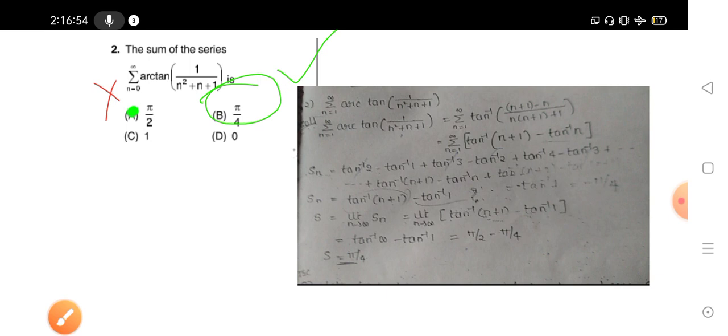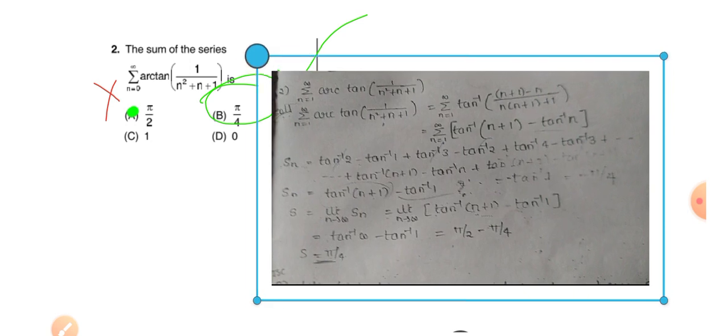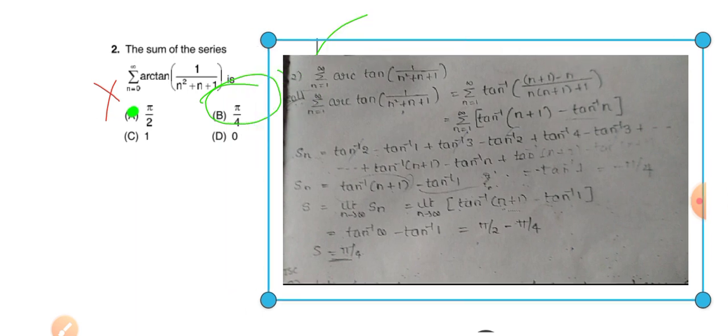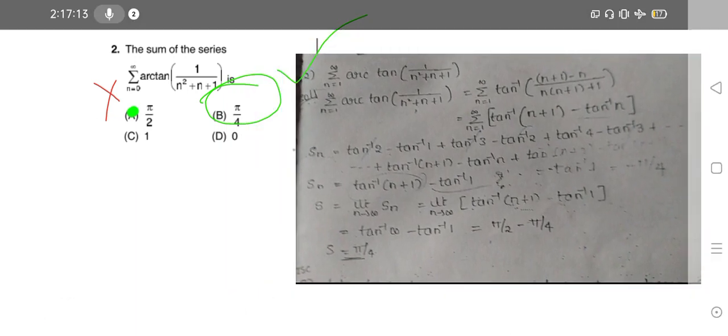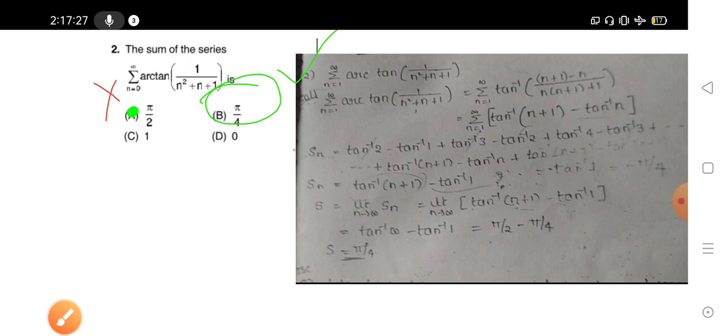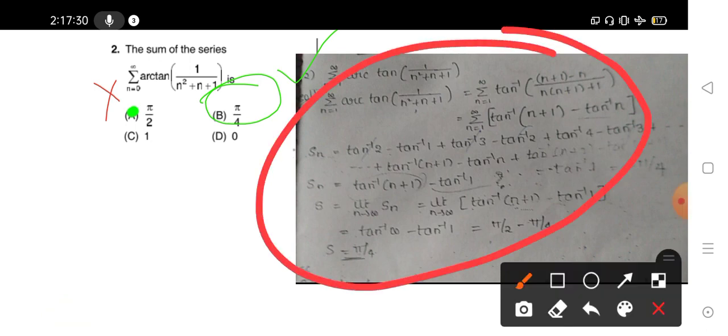Next question. The sum of the series, sum with n running from 0 to infinity, of arctan(1/(n^2 + n + 1)). Here is the given solution. Arctan(1/(n^2 + n + 1)) is written as tan inverse (n+1) minus tan inverse n. This is the solution, and the answer is pi by 4. So option B is correct.